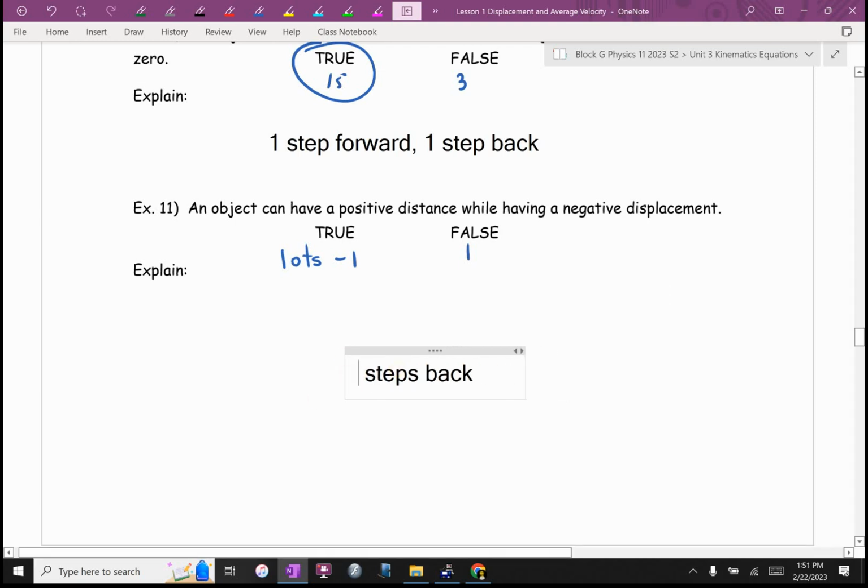You know what, we could go really simple. We could have just said, 1 step back, for that matter. Your distance would still be 1, because distance is a scalar. It has no sign. It has no direction, much like your future. And displacement would be -1 to go backwards or left. Okay?